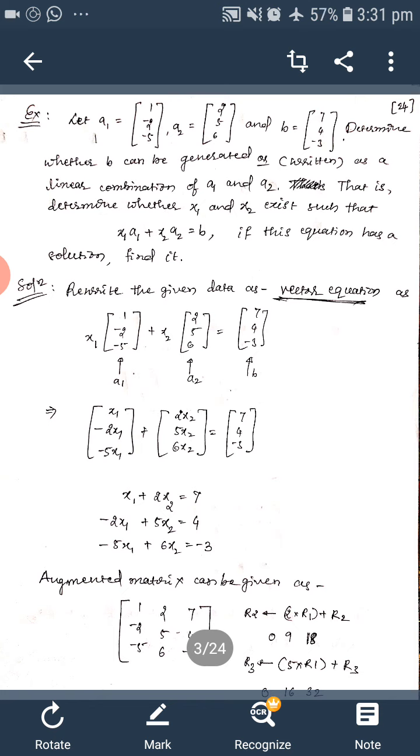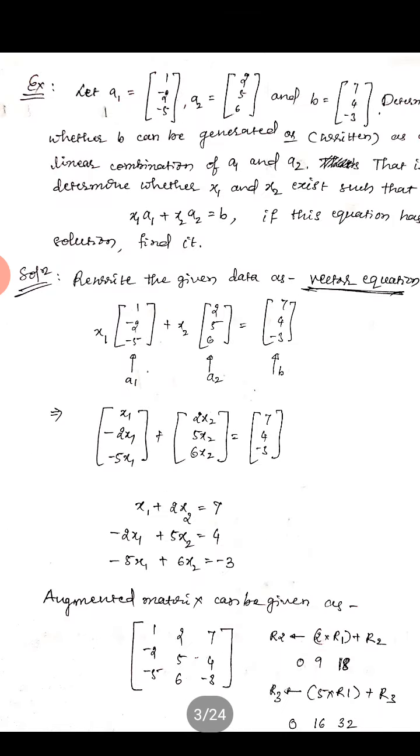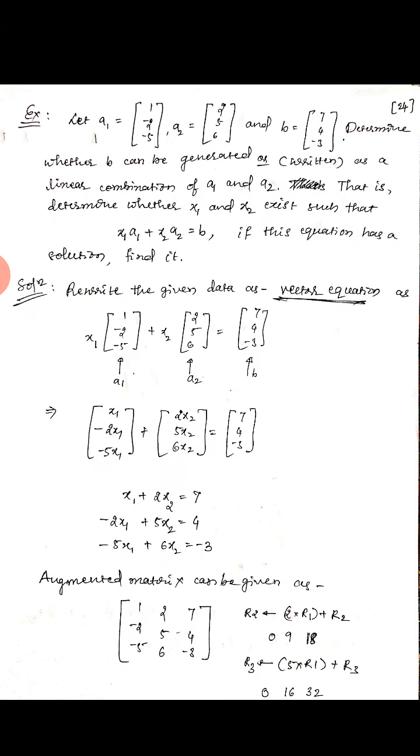The second row we are making 0. So how to make it 0? For the first row it is 1. So if you multiply by 2 here, both will be equal. As the signs are different, the second row will be 0. So the values will come like 0, 9, 18.